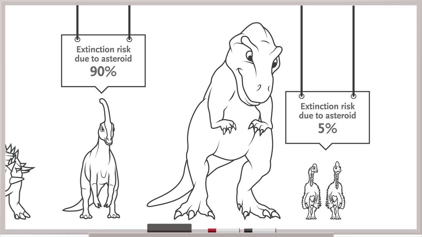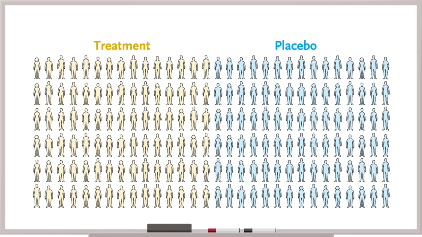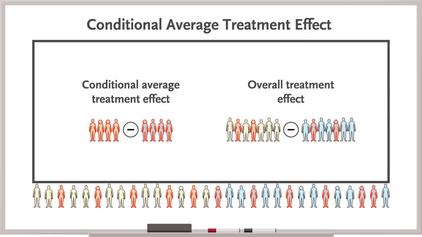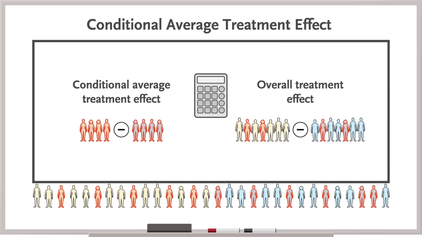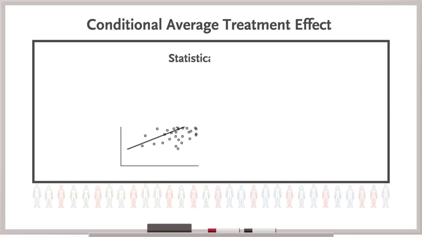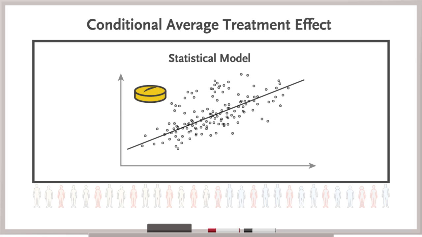Another approach is to try and estimate what is sometimes called the conditional average treatment effect, which is a treatment effect for individuals with specific characteristics. In other words, the conditional average treatment effect is an estimate of how the difference in outcome between the treated and untreated case varies depending on these characteristics. Investigators develop a statistical model that incorporates treatment and identified baseline characteristics, say size and presence of beak, or age and smoking status.